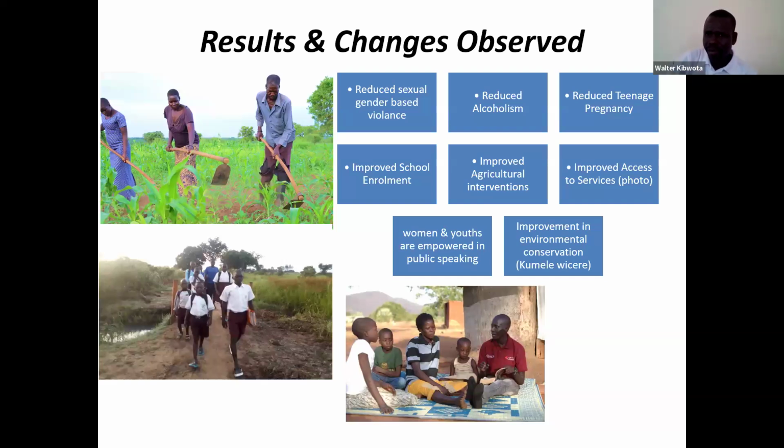There is improvement in environmental conservation. Most of these CoMEL villages nowadays are planting fruit trees. One, it helps in environmental conservation. Two, they sell the fruits, which helps in reduction of poverty. When there's a reduction in poverty, it leads to a reduction in gender-based violence. So the same trees that they're planting do a number of things, because it also helps with school fees. Thank you so much. Next.